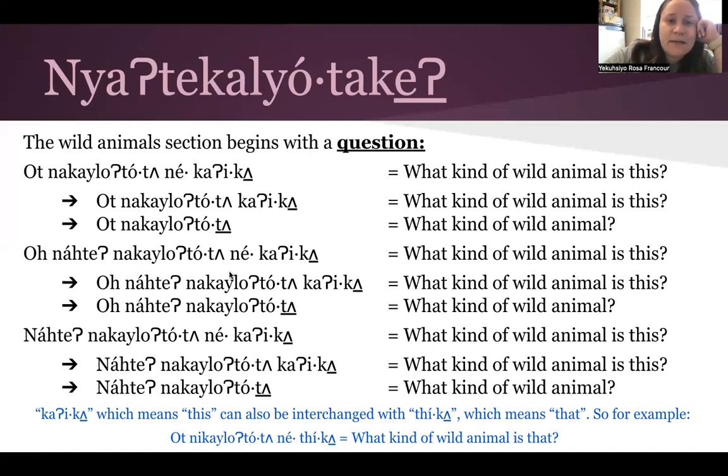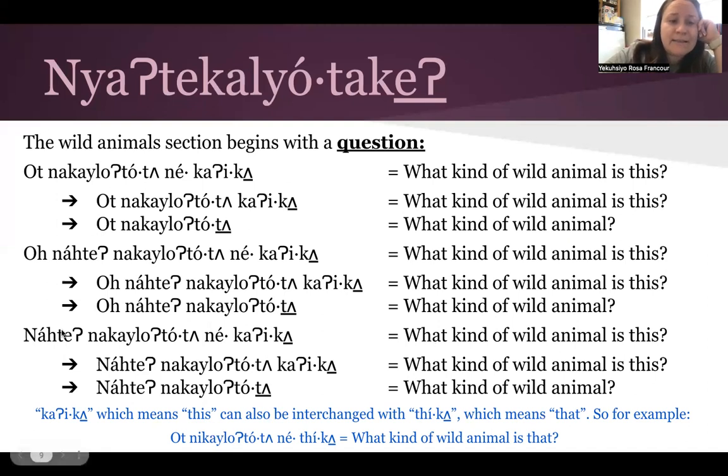Otnate nagalio doda ne gaik. What kind of wild animal is this? You can shorten that again the same way we shorten these other questions, taking ne out or also taking gaik out. Otnate nagaliotoda gaig or otnate nagaliotod. What kind of wild animal is this? Or what kind of wild animal?